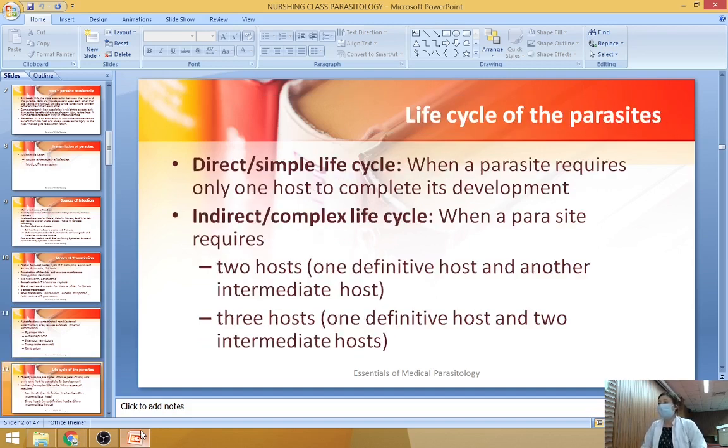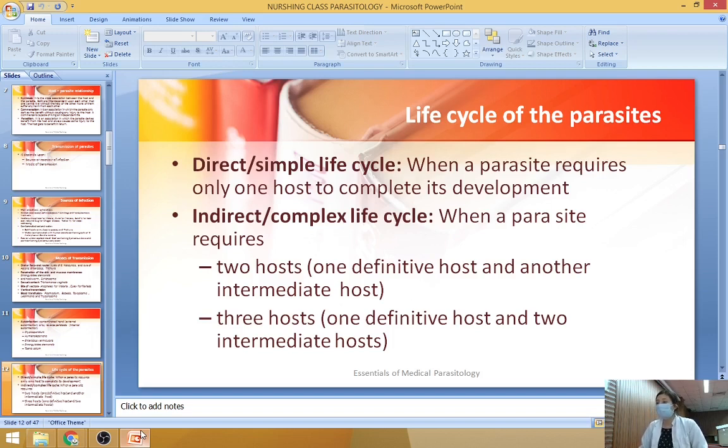Okay. Then life cycle of the parasite. By life cycle of the parasite, we mean direct or simple life cycle, then indirect or complex life cycle. By direct life cycle, what do you mean? When a parasite requires only one host to complete its development, this is called direct. Direct, okay. That means, see, direct and indirect, okay. I will give you an example. By direct one means the parasite, just imagine for example a girl, okay, so they need only one boyfriend, okay, in order to be content or be happy. This is called the direct or simple life cycle.